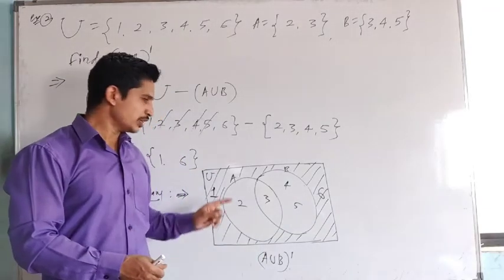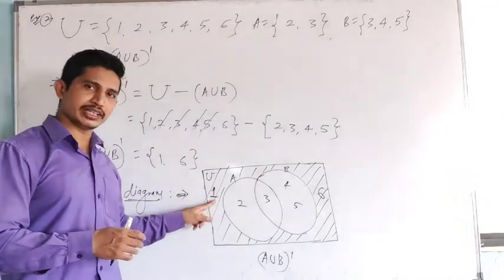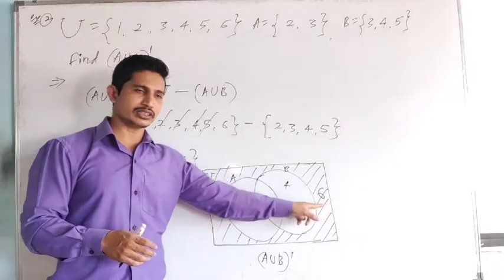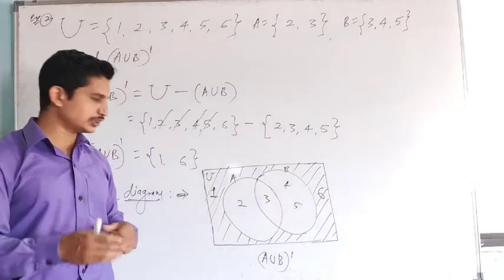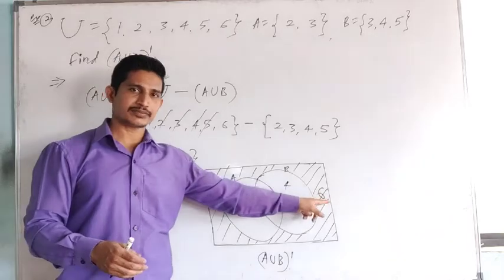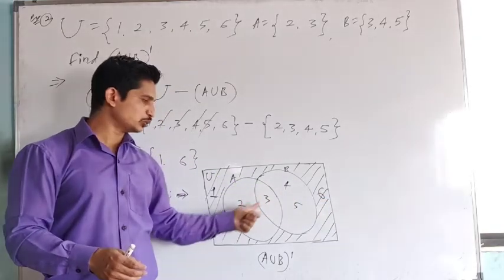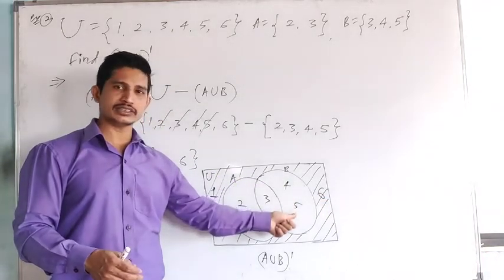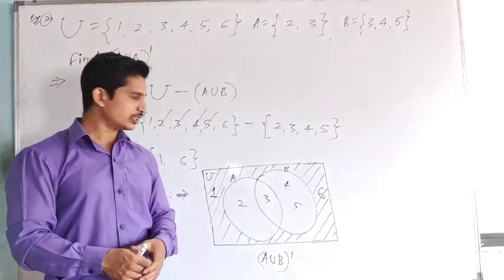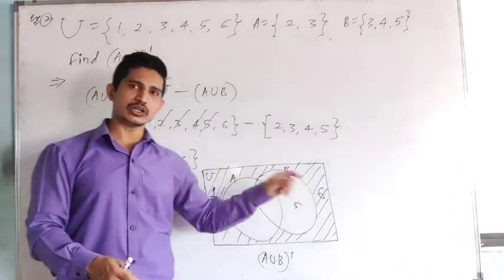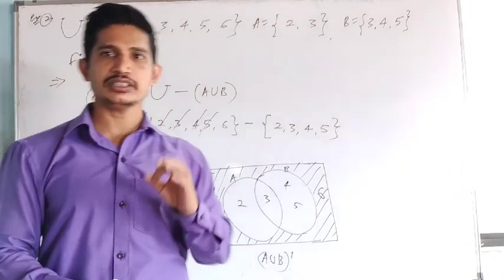So in (A union B) dash, 1 is there and 6 is there. In (A union B), 2 and 3 are common, and 4 and 5 are in set B. So this drawn part is called (A union B) dash.